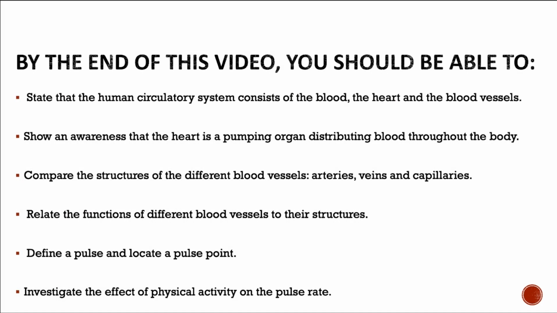By the end of this video, you should be able to state that the human circulatory system consists of blood, heart, and blood vessels. Show an awareness that the heart is a pumping organ distributing blood throughout the body. Compare the structures of different blood vessels. Relate the functions of different blood vessels to their structures. Define a pulse and locate it. And investigate the effect of physical activity on the pulse rate.